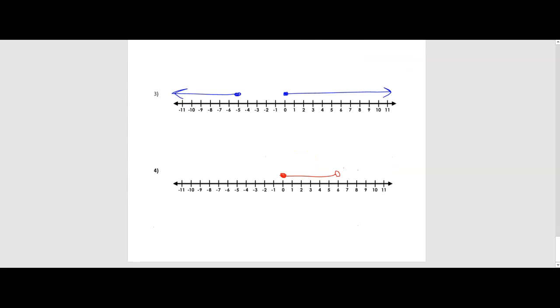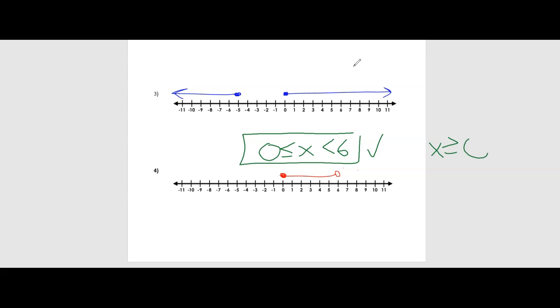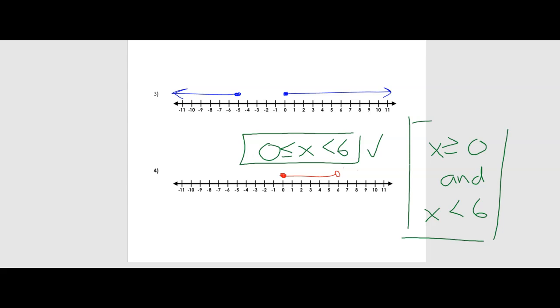This is another and compound inequality. So again, we could write this two ways. We have x is greater than or equal to 0, but x is also less than 6. So that's the way to write it together, or you could write it separately. X is greater than or equal to 0, and, oops, let's fix that 0 too. X is greater than or equal to 0, and x is less than 6. So both of these are perfectly acceptable ways of writing the compound inequality for number 4.